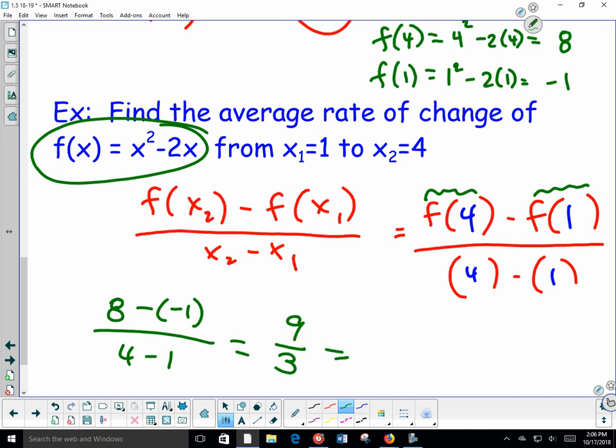And we're getting that the slope of our secant line is going to be 3, and that's the average rate of change for this function. That's kind of a measure of how fast this function is changing between 1 and 4. Are we okay with this? All right, and let's see.